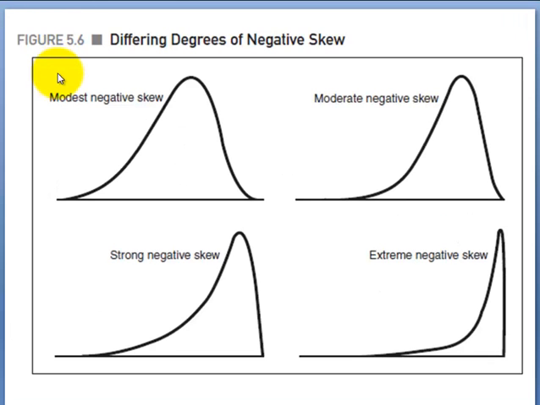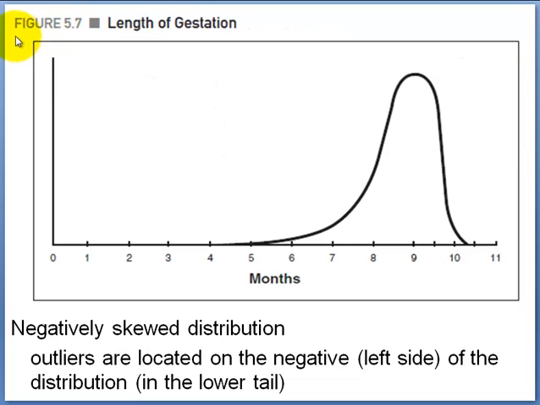And so you can see that we're moving from modest to moderate to strong to a distribution that has extreme negative skew. And here's the example from the text to help you intuit the negatively skewed distribution and why it is that way. What we're depicting here is length of gestational period for newborns. For purposes of discussion, we're going to make this the length of gestation for newborns who survive childbirth.